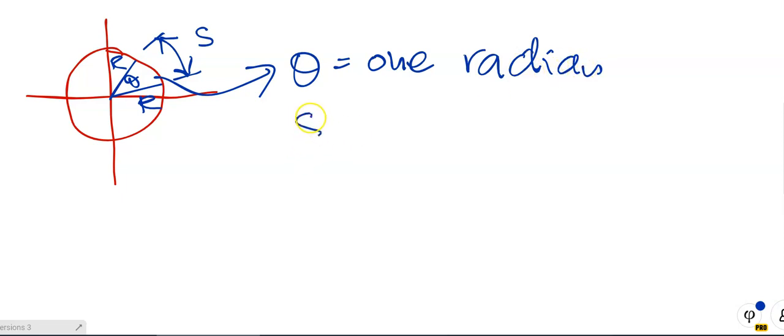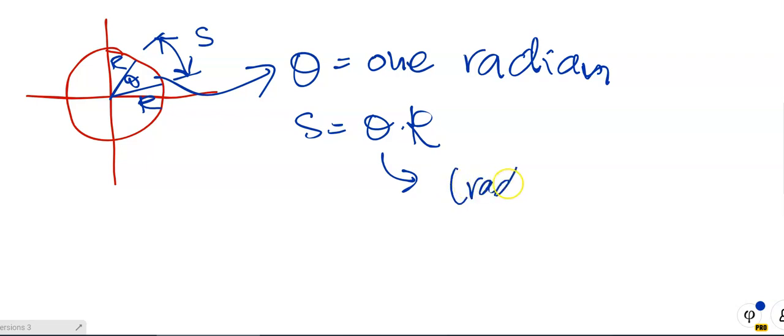Okay, and the formula S there is equal to theta multiplied by r. So I'll say it again. If we have any circle, no matter what its dimensions are, and we have two radii held apart at such an angle so that the arc length S is equal to the radius of that circle, then the angle inside there is defined as 1 radian. The formula for that arc length is equal to the angle times r, and that angle is measured in radians.